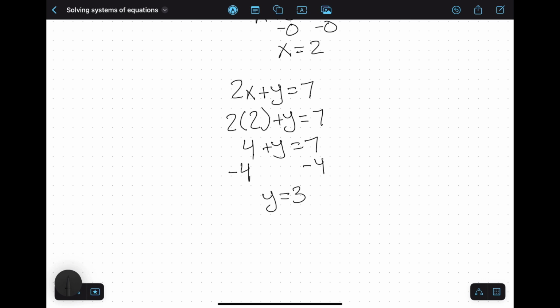So our final answer in parentheses format will be 2, which was the x, and 3, which was the y. This is the point where both equations intersect.